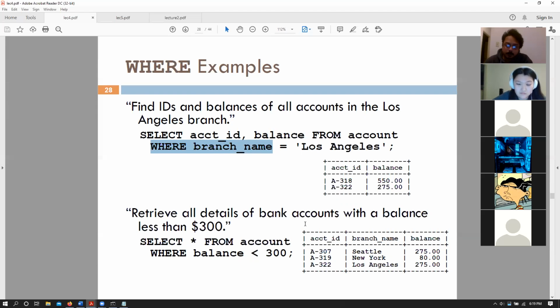We can also have comparative expressions or Boolean expressions in this as well. Retrieve all details of bank accounts with a balance less than $300. So select star, get me all details, right? From account where balance is less than 300. So we only get those results where the balance is less than 300.